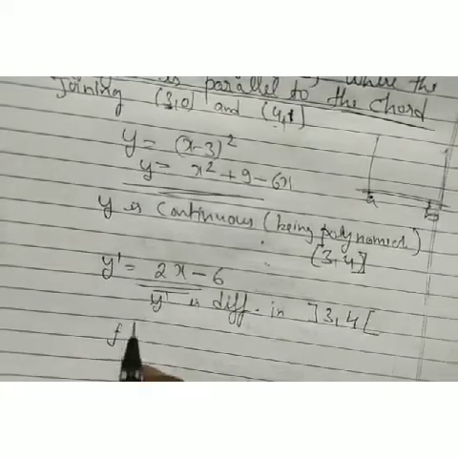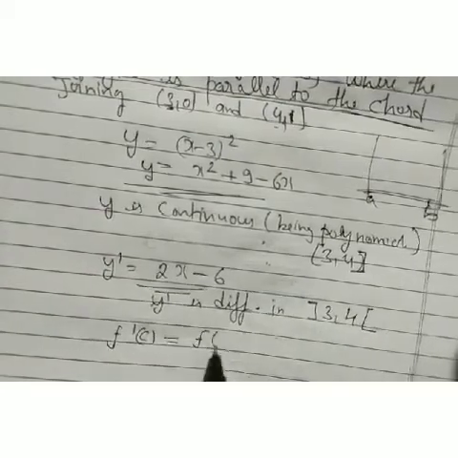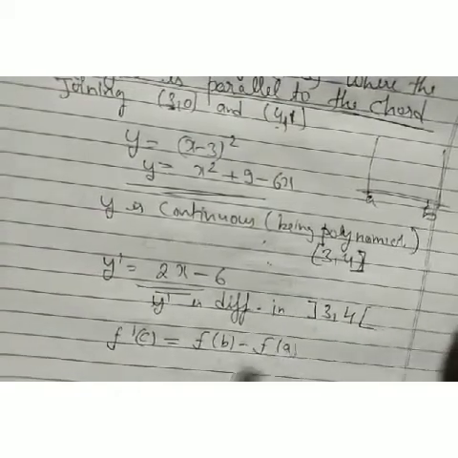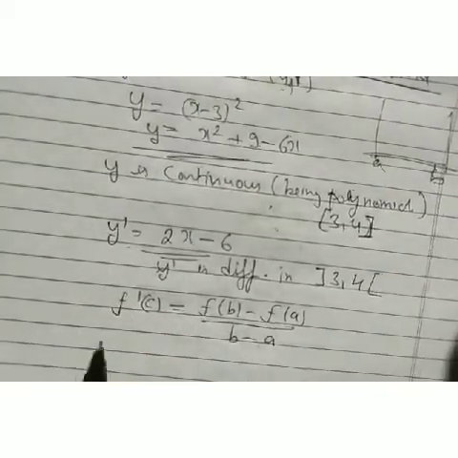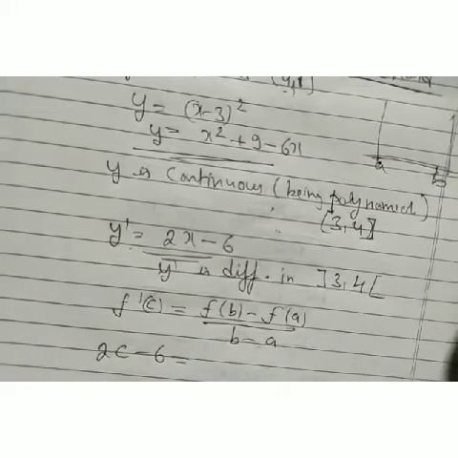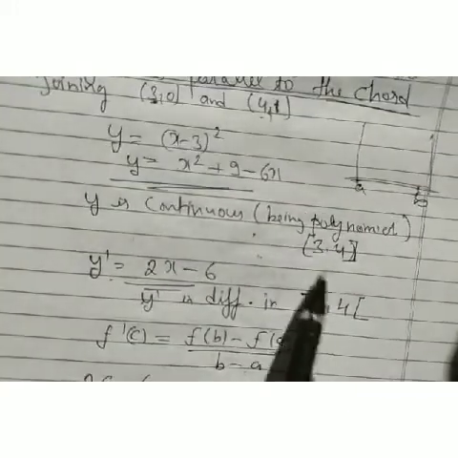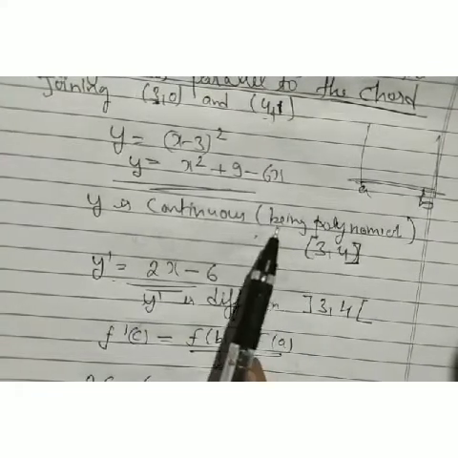Since both conditions of the Lagrange mean value theorem are satisfied, there exists some c for which f dash c is given by f of b minus f of a over b minus a. What is our f dash c? We get 2c minus 6. What is our a? Our a is 3 here and b is 4.